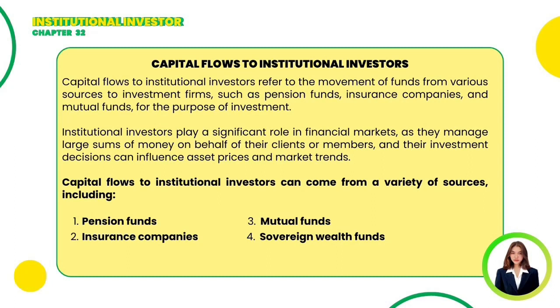Capital flows to institutional investors can come from a variety of sources, including pension funds. So, it is a retirement plan sponsored by employers, unions, or government entities that invest the contributions made by the employees to generate returns and provide retirement benefits. Next is insurance companies. These are companies that offer insurance policies to individuals and businesses and invest the premiums collected to generate returns and meet their obligations to policyholders.